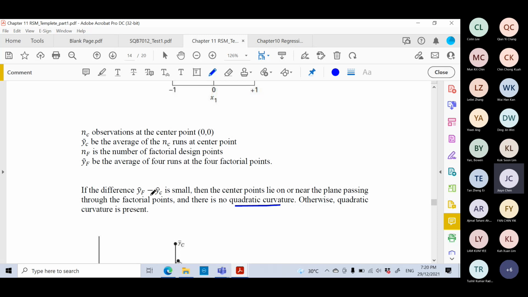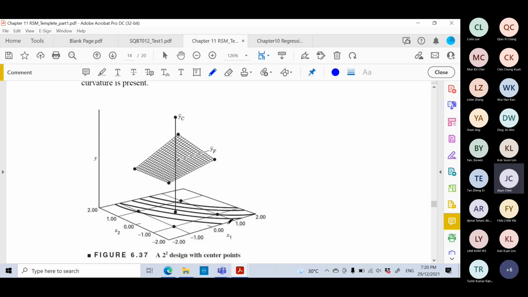So the reason is we are testing about this here. We want to get the mean, then we do the comparison. This one is the plane here. The mean of the factorial points will be here, and the mean for the center point will be here. Then we do the comparison: how far apart are these two, the mean for the center point and the mean for the factorial points. This is how we want to test for the quadratic effect.